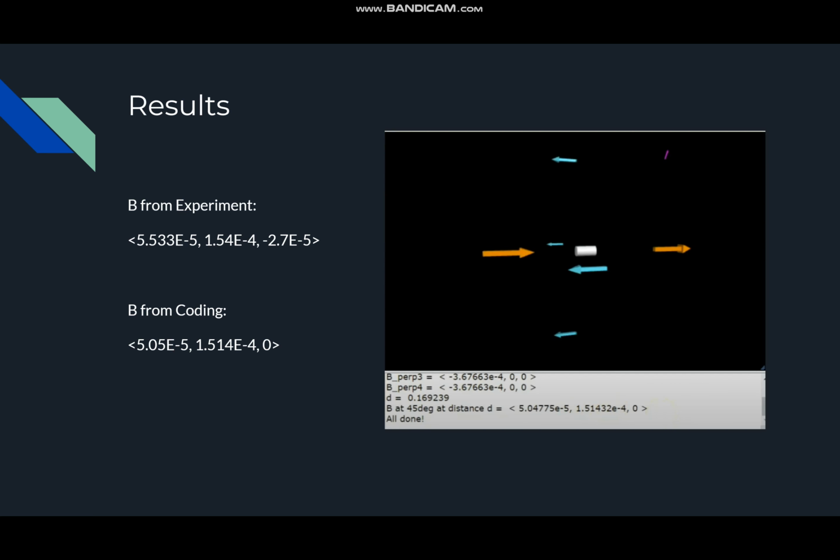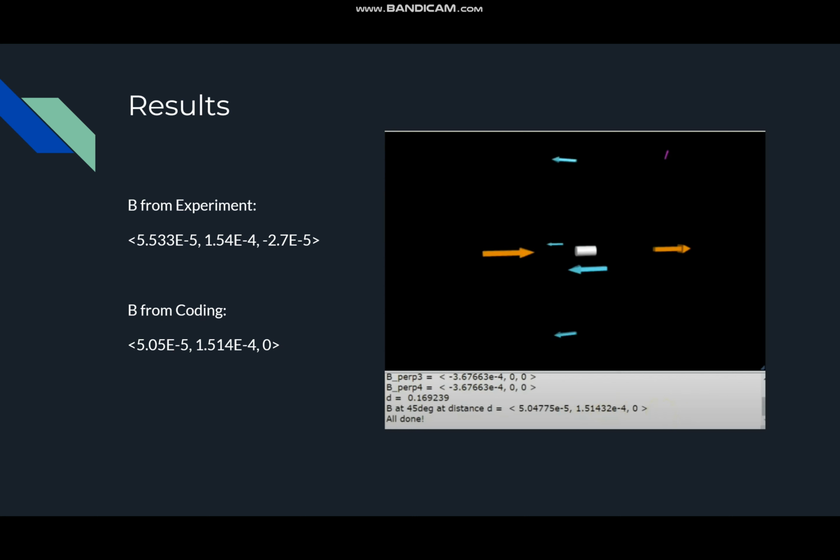As you can see, the B from our experiment, the magnetic field, is 5.533 times 10 to the negative 5, 1.54 times 10 to the negative 4, and negative 2.7 times 10 to the negative 5. That's what we calculated from the experiment. And from the coding, we get something very similar. We get 5.05 times 10 to the negative 5, 1.514 times 10 to the negative 4, and 0, as you can see to the right, that visual representation. I would say that the magnetic field we got from the experiment and the magnetic field we got from the coding are not too far off.